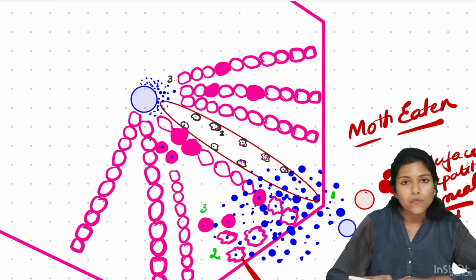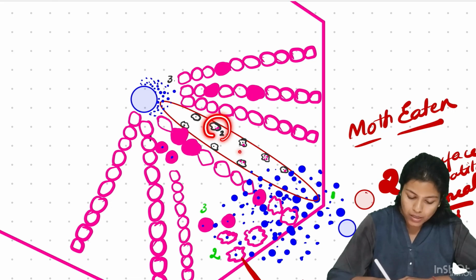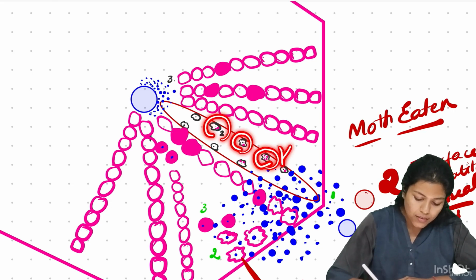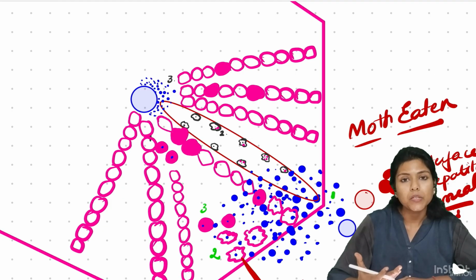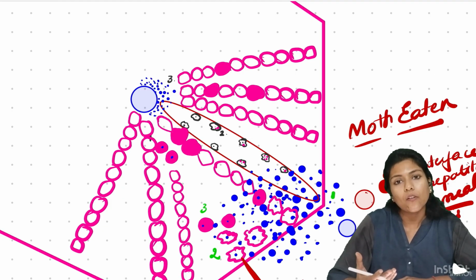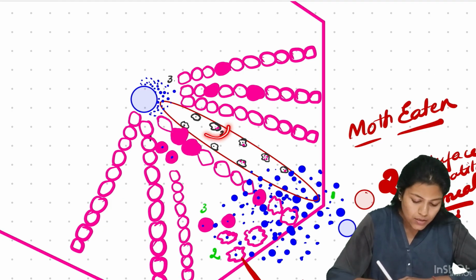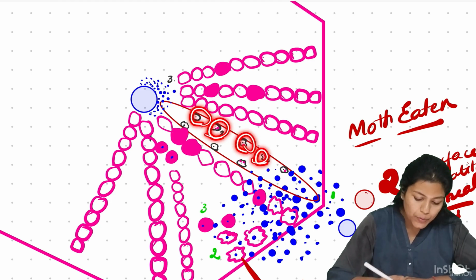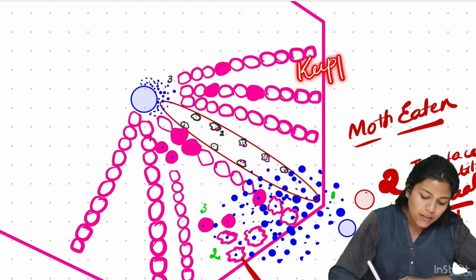The macrophages of the liver, the Kupffer cells in the sinusoids, increase in number. As an immune response, these macrophages increase in number. So there is Kupffer cell hyperplasia.